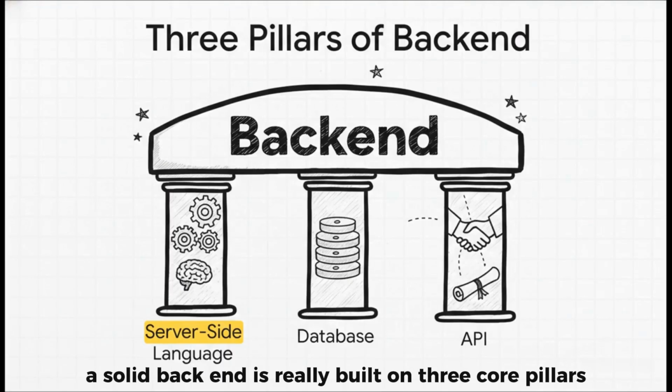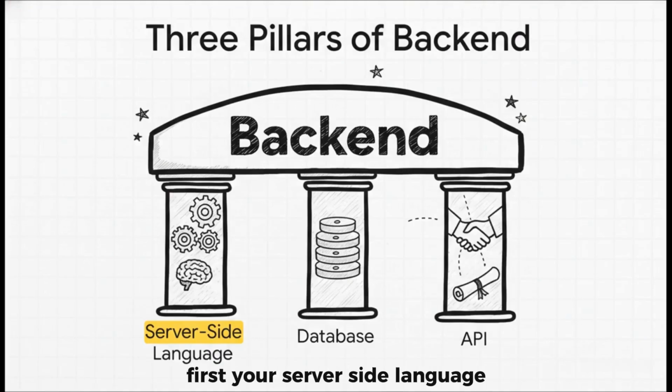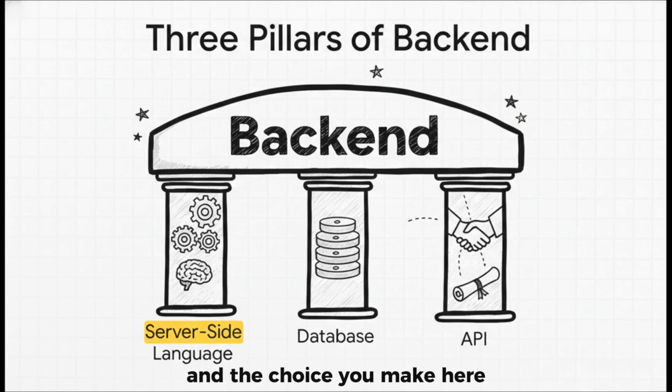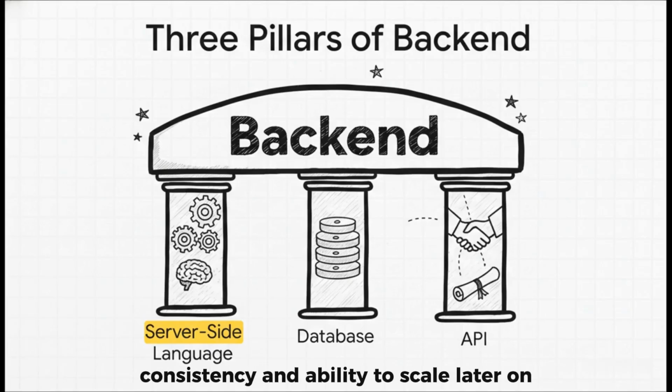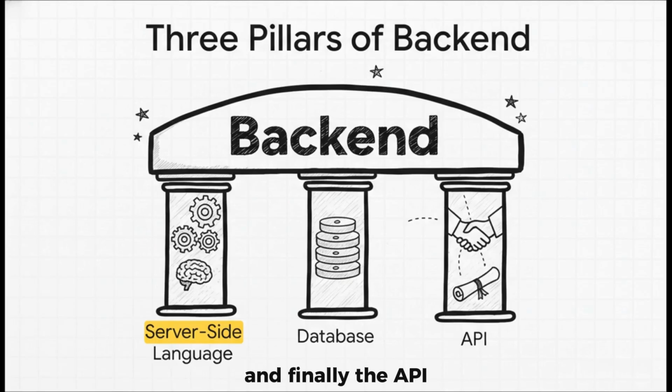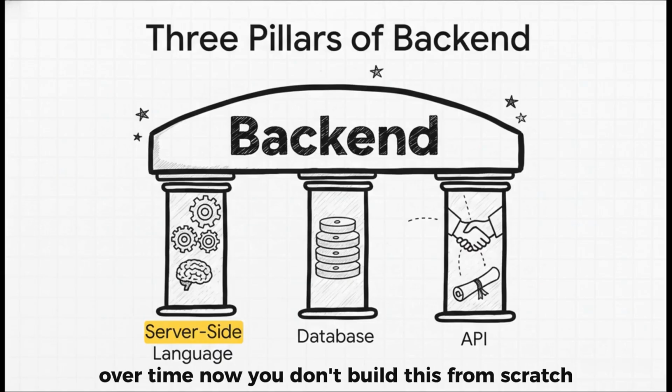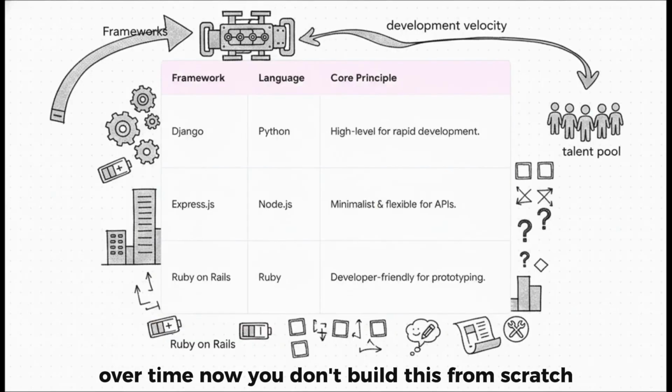A solid backend is really built on 3 core pillars. First, your server-side language. This is what executes your core logic. Second, the database, which is basically the system's long-term memory. And the choice you make here, say between SQL and NoSQL, has huge implications for your data consistency and ability to scale later on. And finally, the API. This is the glue. A well-designed, decoupled API is the hallmark of a system that can grow and be maintained over time.